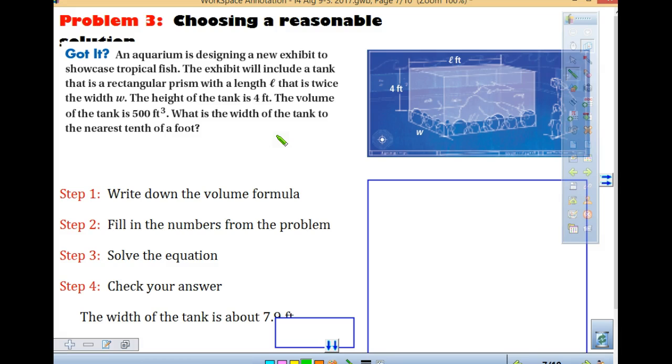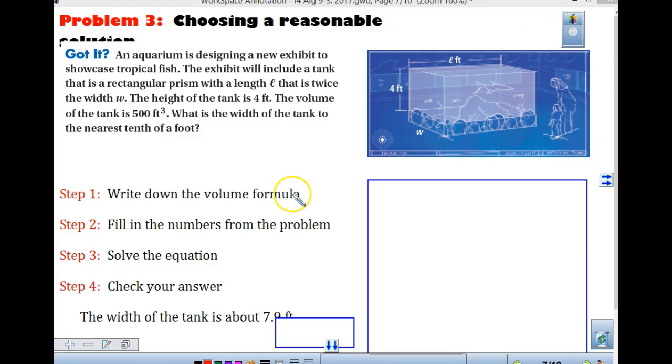The exhibit will include a tank that is a rectangular prism with a length L that is twice the width W. The height of the tank is 4 feet. The volume of the tank is 500 feet cubed. What is the width of the tank to the nearest tenth of a foot?